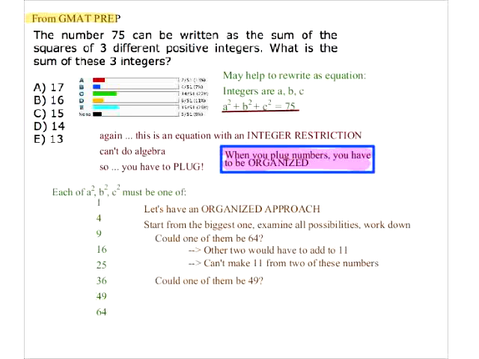So then you can go down, could one of them be 49? That would mean that your other two would have to add up to 75, take away 49, subtract 50, add back 1, you get 26. You can make 26. That's 25 plus 1. So there's your three squares, 49, 25, and 1. So your three numbers have to be 7, 5, and 1.